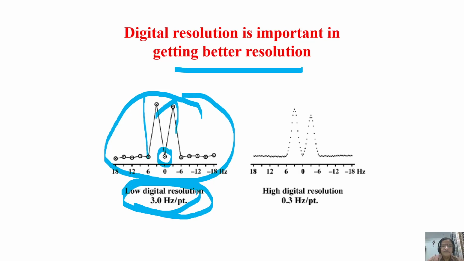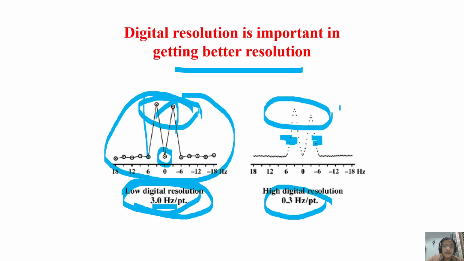On the other hand, now instead of 3 hertz, I'll take the digital resolution to be 0.3 hertz. That is the data between any two adjacent points, this is called the dwell time, and this should be 0.3 hertz. The resolution between any two adjacent data points is 0.3 hertz. Look at the type of spectrum you are going to get. It is better resolved. You can see the resolution. You cannot miss this doublet at all.